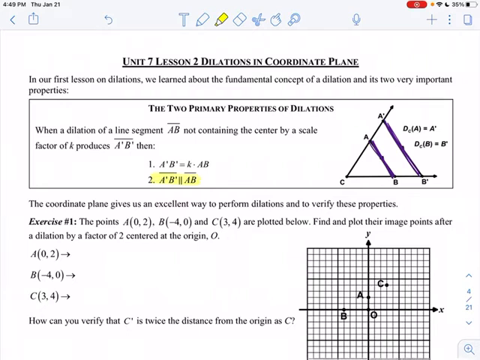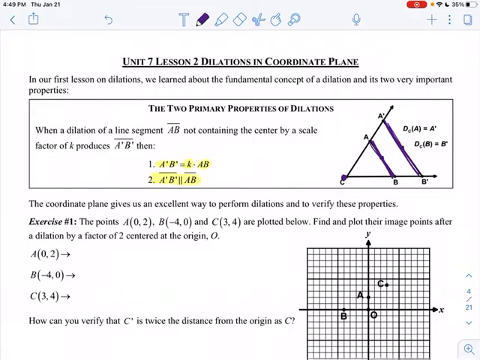Basically, I take the original line AB, the original points A and B separately, and I multiply each of them by that scale factor, and I get my new points. Okay, but the big thing to remember is you're getting another line that's parallel to it, and the point that I'm dilating it from is point C. So let's do some with some points here.